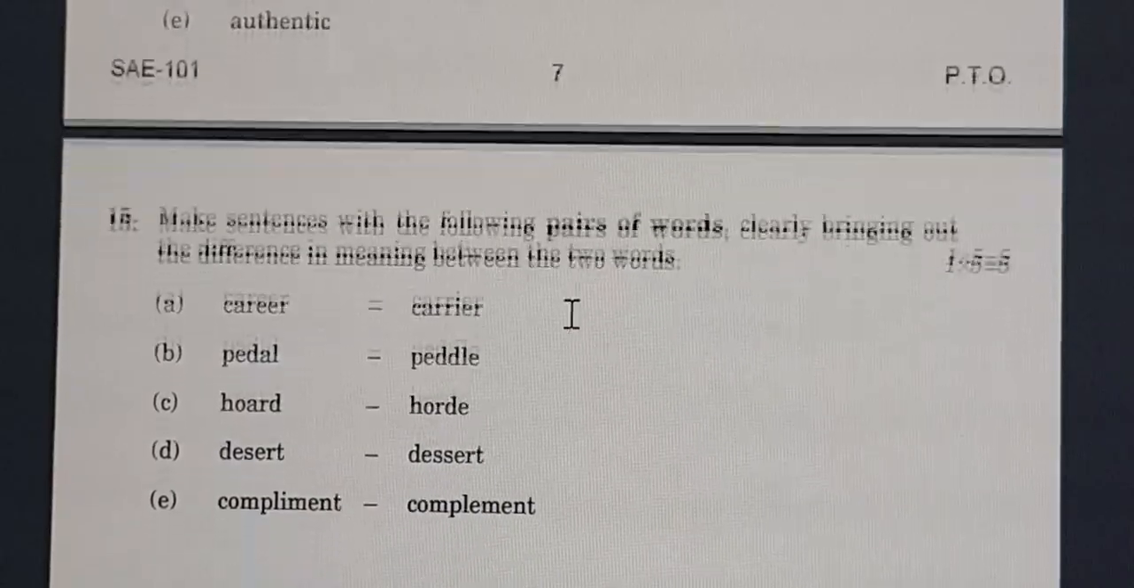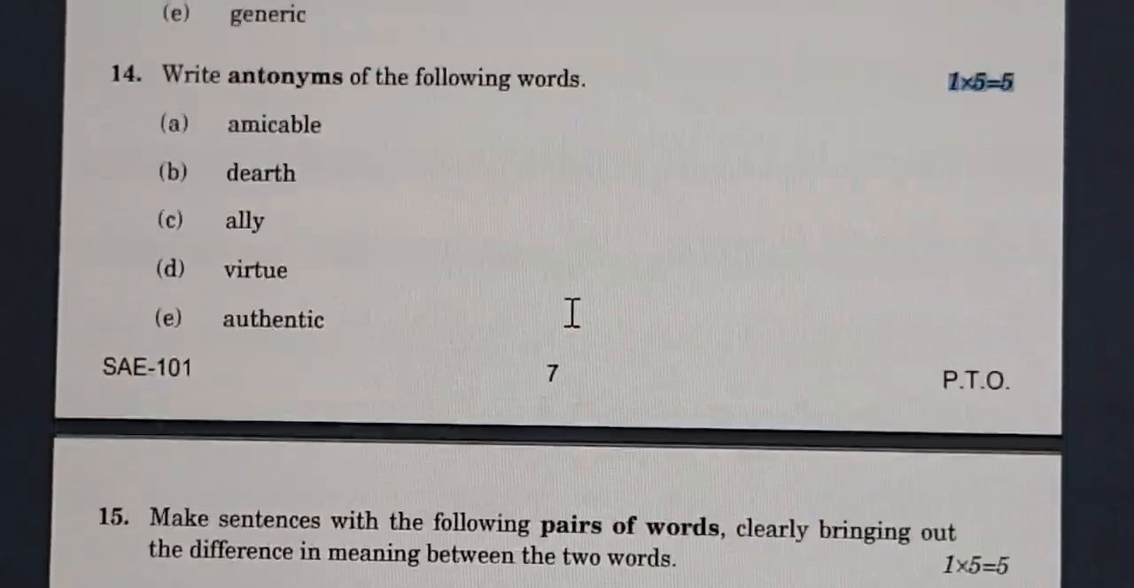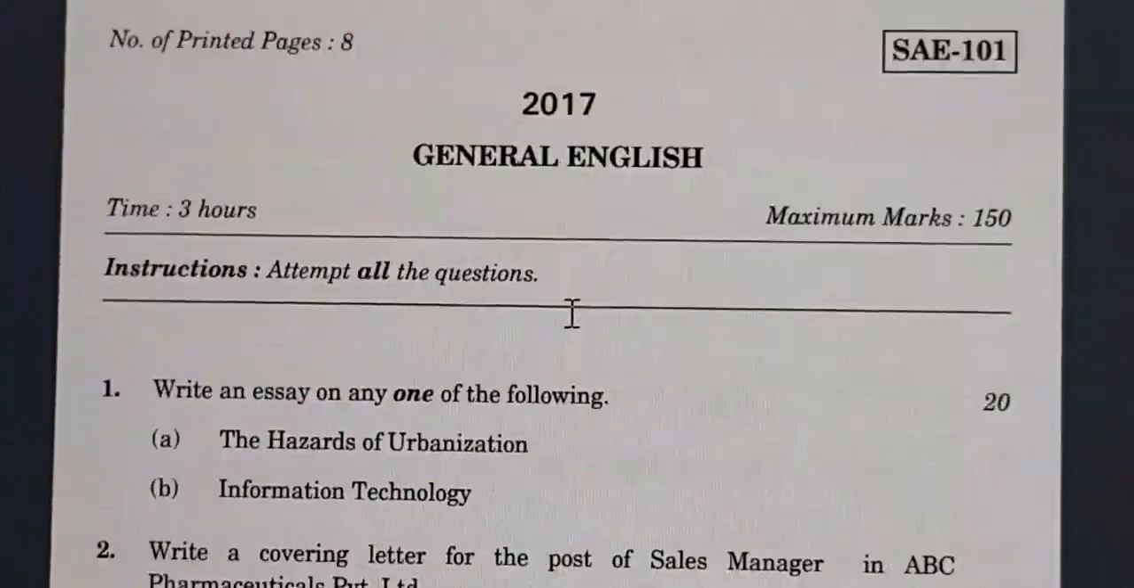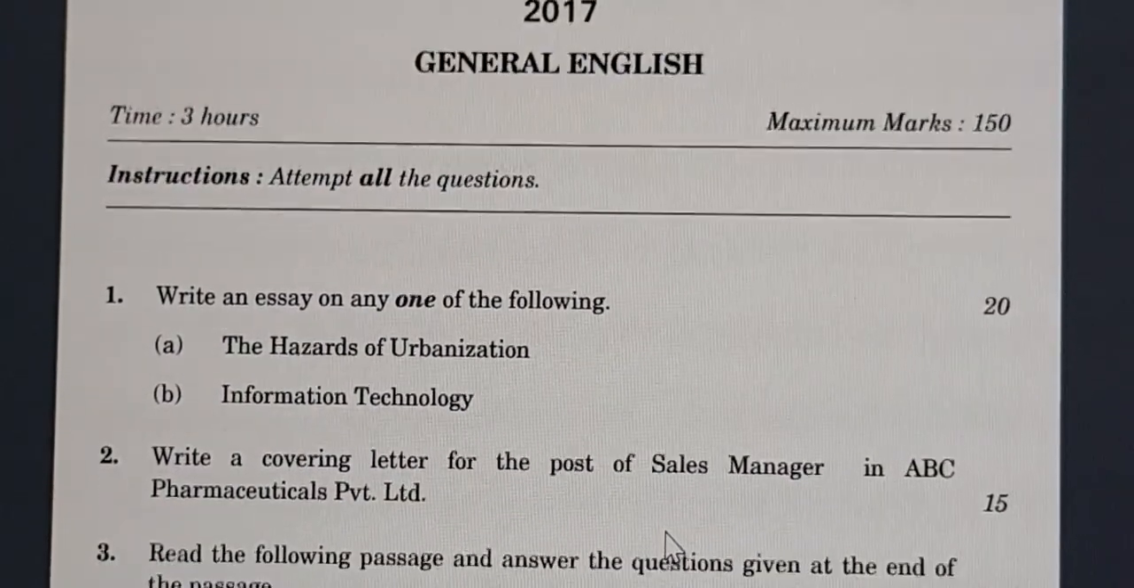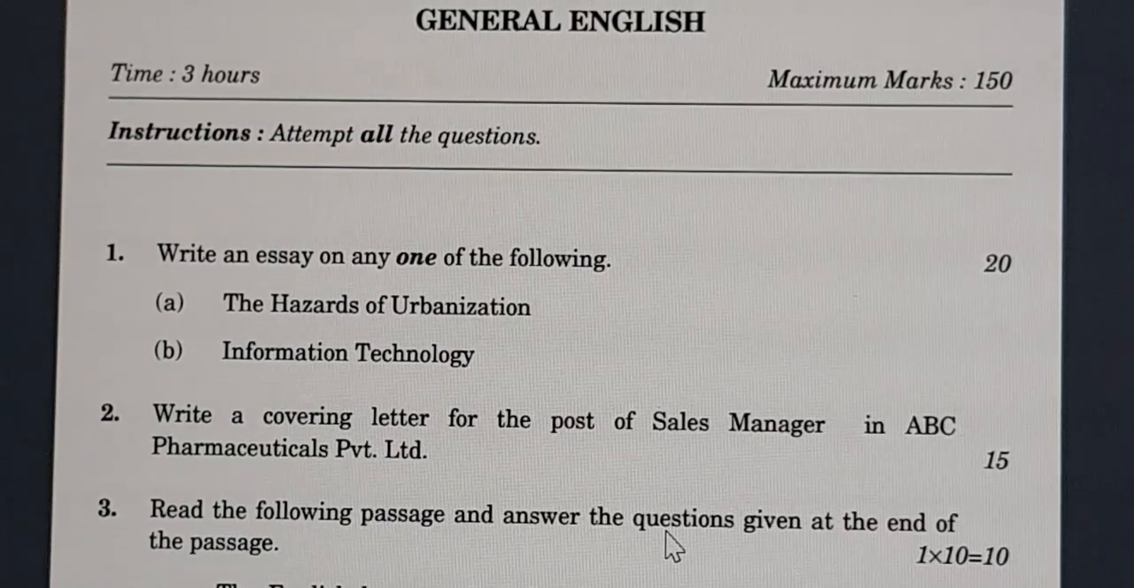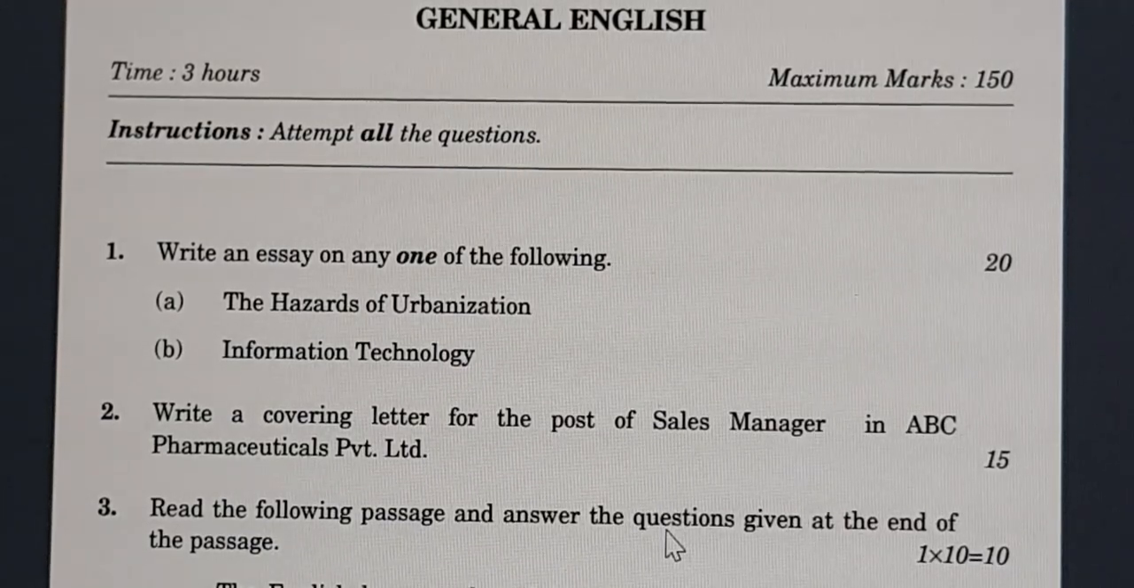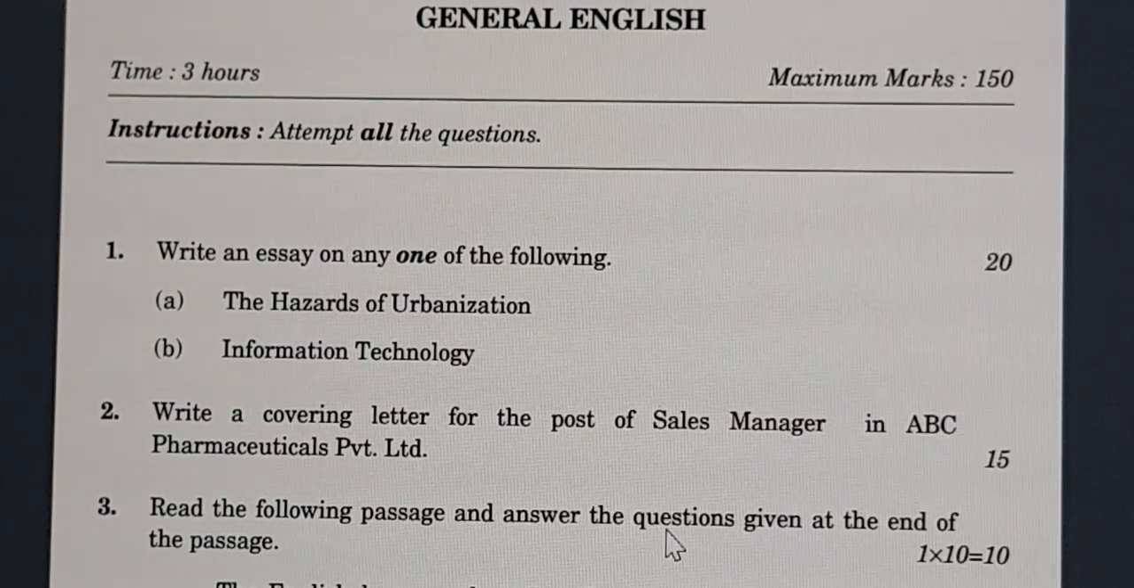So this is how the General English section for the APPSC 2017 paper looks. Now you got to know what types of topics and what kinds of sections will be there in the question paper. So focus on the topics carefully and you can clear the paper with very good marks.